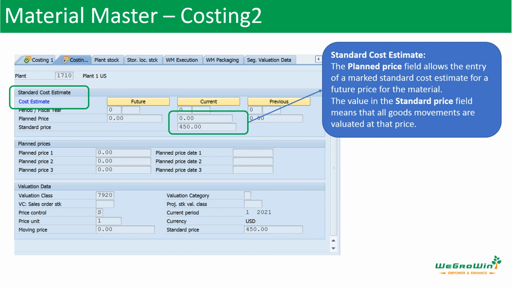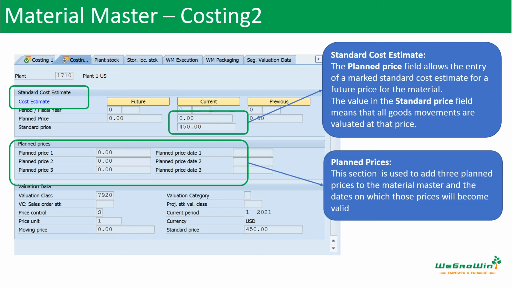If you note, the current price has the planned and standard price, while for the previous and the future ones we don't have the standard price, only the planned prices. And then we have another field which is a planned price. This planned price and the one we discussed previously are not the same. This planned price is where we can estimate what is going to be my future price, and from which date it will apply. We can have it for information purposes, so that we can use these details whenever required.